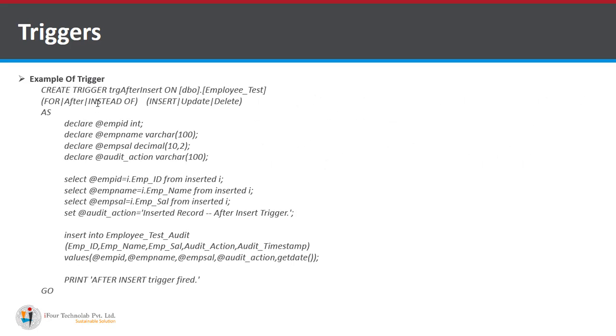Example of a trigger. You can see here a simple example which we have created for an after insert trigger. It is an example showing create trigger after insert on table employee test. For after or instead of, that is insert, update and delete, whatever conditions or whatever data you want to manipulate, your logic will be inside the trigger. It will fire.